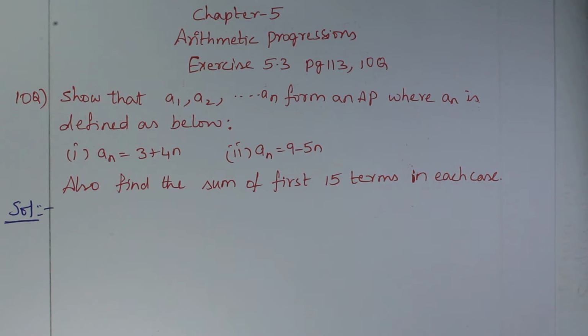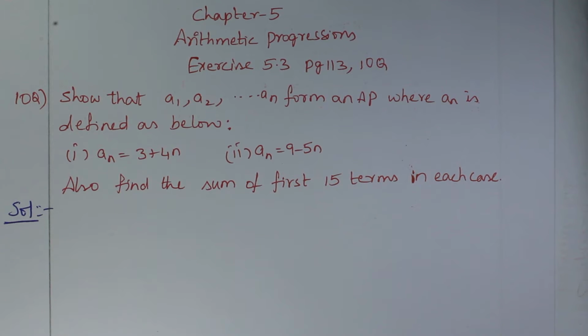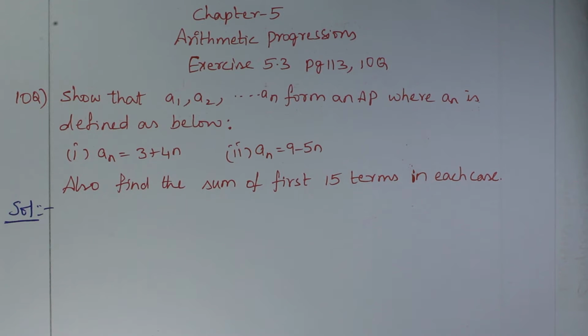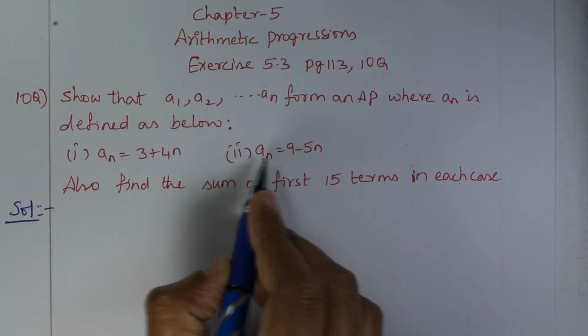In this session I am going to explain the 10th question from exercise 5.3, page number 113, chapter 5, arithmetic progressions. So let's read the question first. Show that a1, a2, and so on till an form an AP where an is defined as below. He has given two formats for an.